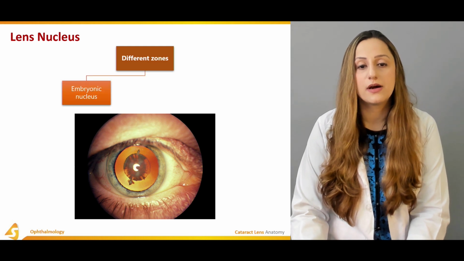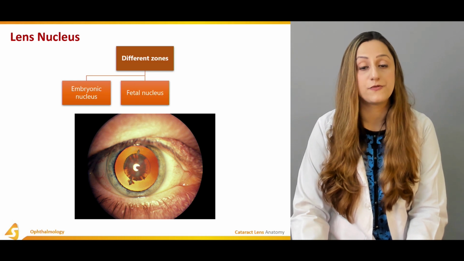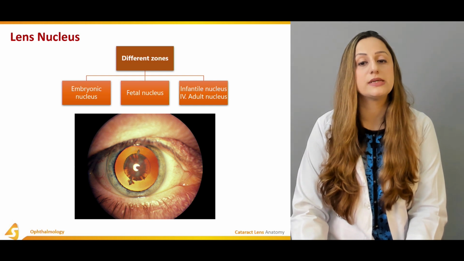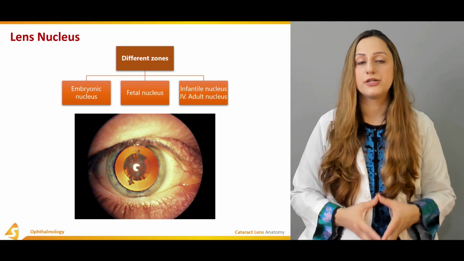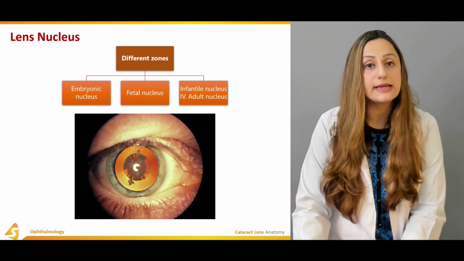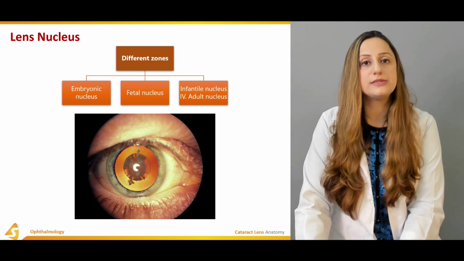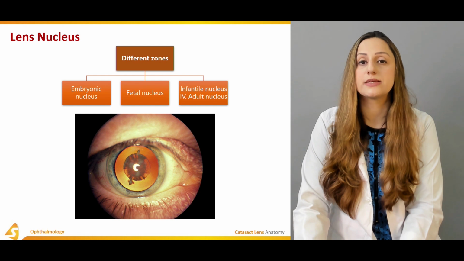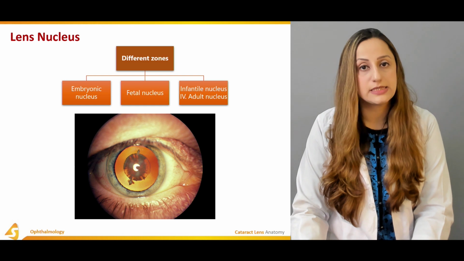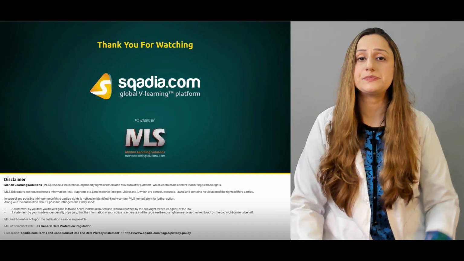The different zones are the embryonic nucleus, which can also be affected by this phenomenon, and the fetal nucleus is affected. And then we have the infantile nucleus, and finally the adult nucleus. So these are the different terminologies that we would be using clinically while dealing with the patient. Depending upon the history and the age of the patient, you are going to document accordingly what kind of zone is affected in that particular patient for whom we are writing down the history.